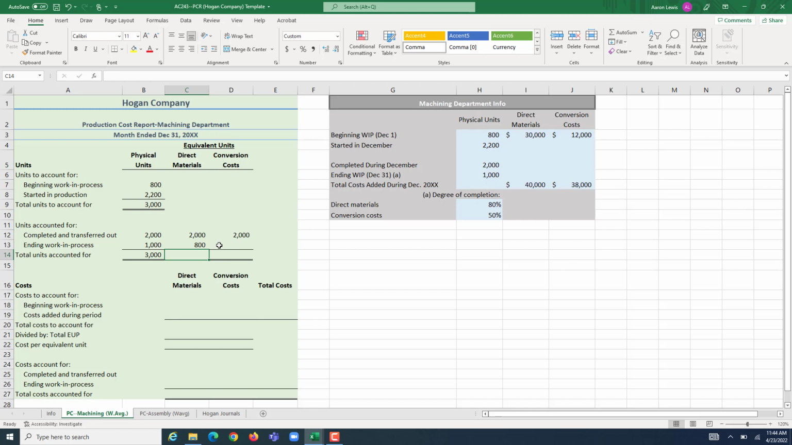And for our ending WIP, the equivalent units for conversion is the same theory. We had 1,000 units in ending WIP. They are half done in terms of conversion costs, labor costs, and manufacturing overhead costs, which means Hogan Company could have made 500 gonculators worth of parts and had them completely done for the same amount of money that it took them to finish 1,000 units half the way.